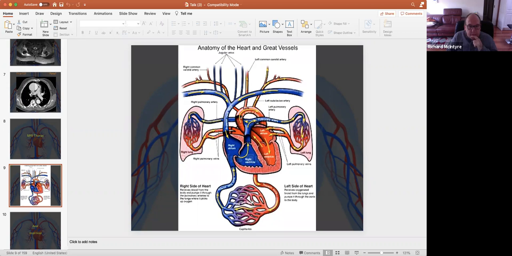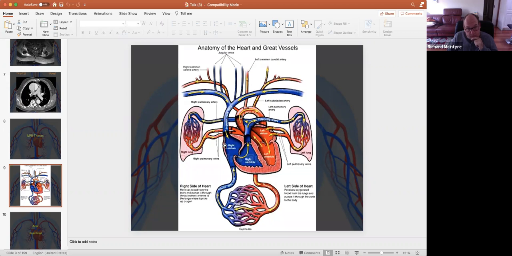So then the blood comes back from the inferior vena cava and the superior vena cava to the right atrium. Okay, we're also going to talk about the subclavian vein and the brachiocephalic vein. The left comes over the front, the right comes down, and the brachiocephalic veins join to form the superior vena cava.